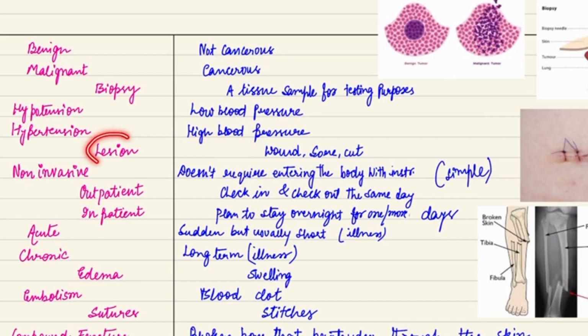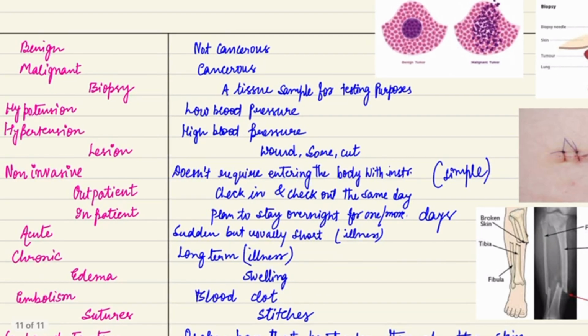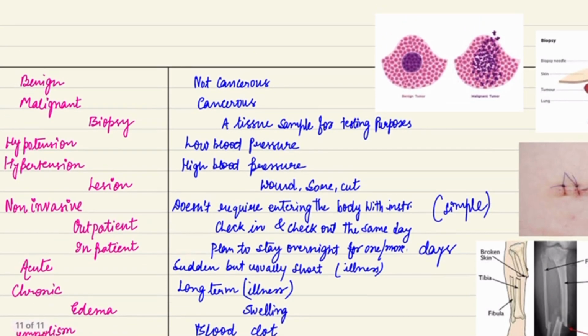We have a term, lesion. A lesion is any type of wound, sore, or cut. But before heading forward, let's learn about benign and malignant tumors with the help of a diagram.